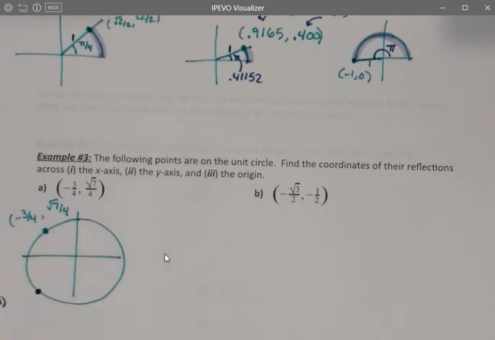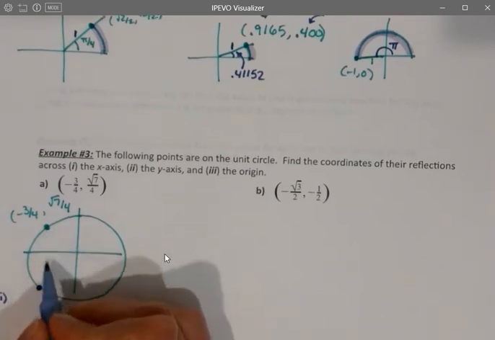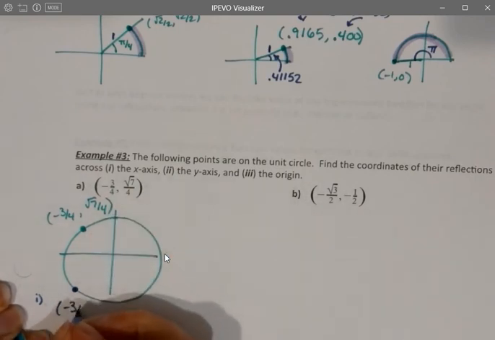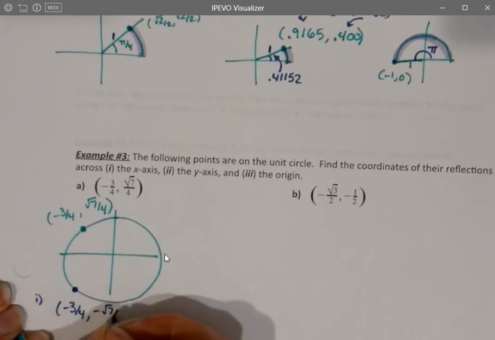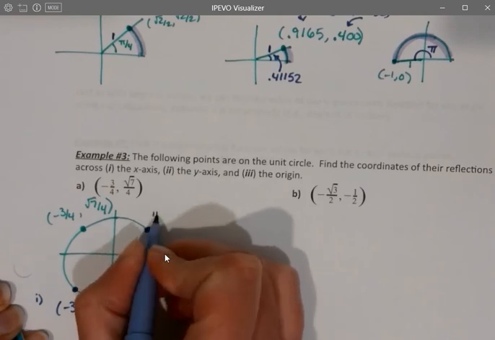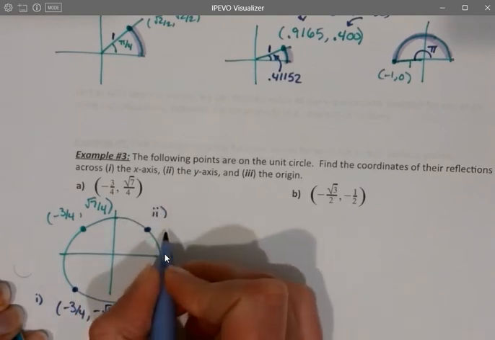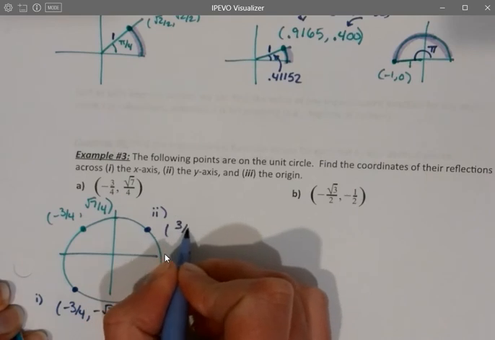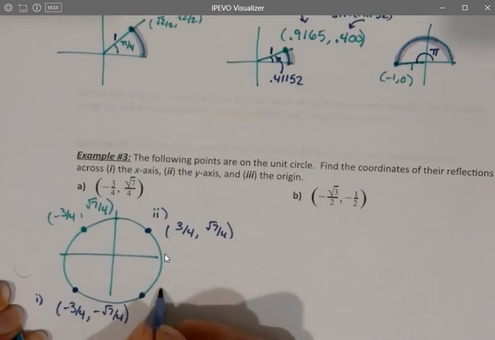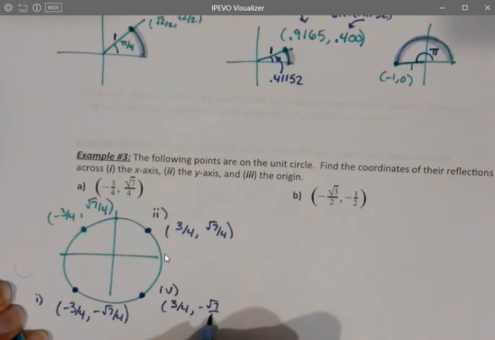So part I. In part I, if I go across the x-axis, we're going to have the same x value and a negative of the y value. So this point will be -3/4, comma, negative square root of 7 over 4. Then when I reflect it across the y-axis, part 2, this is going to have a positive x value. So it's going to be +3/4, comma, square root of 7 over 4. And then across the origin, we'll switch the sign of both. So this one's going to be +3/4 and a negative square root of 7 over 4.